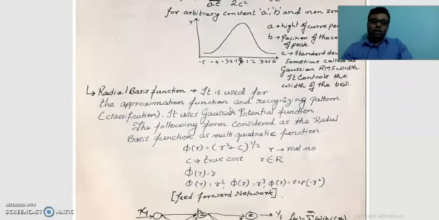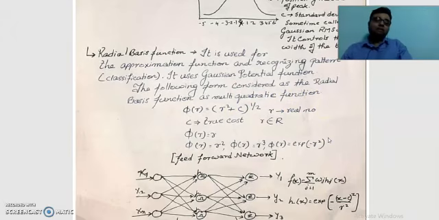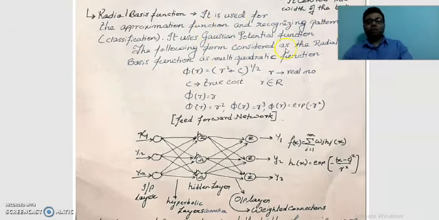Now, the radial basis function is used for approximation functions and recognizing patterns. Basically this algorithm is used in classification problems, and it uses the Gaussian potential function. The following form is considered as the radial basis function, the multi-quadratic function. In order to deal with the multi-quadratic function, we actually use this type of Gaussian potential function. Suppose this is phi of r equals r square plus c square, whole to the power of 1 upon 2, which is the square root of this value, where r is a real number and c is a constant.